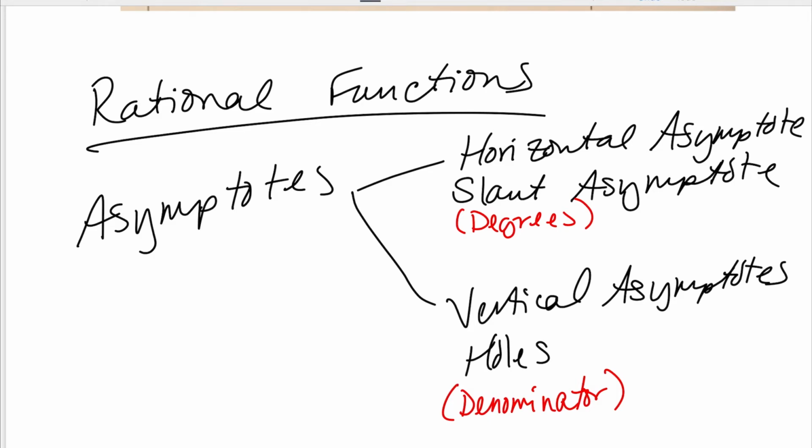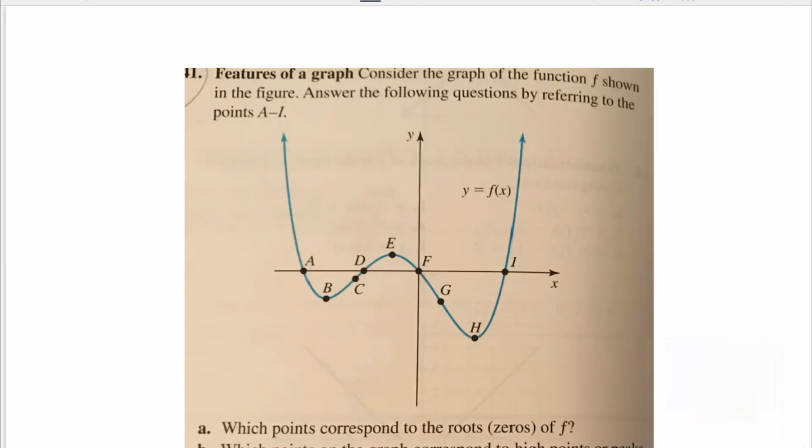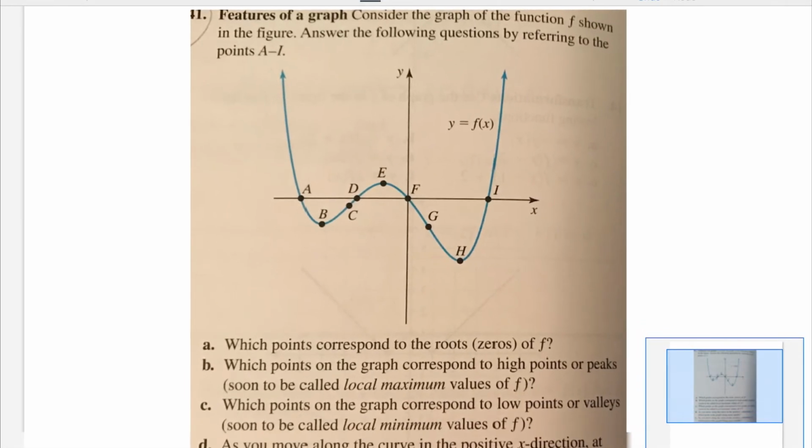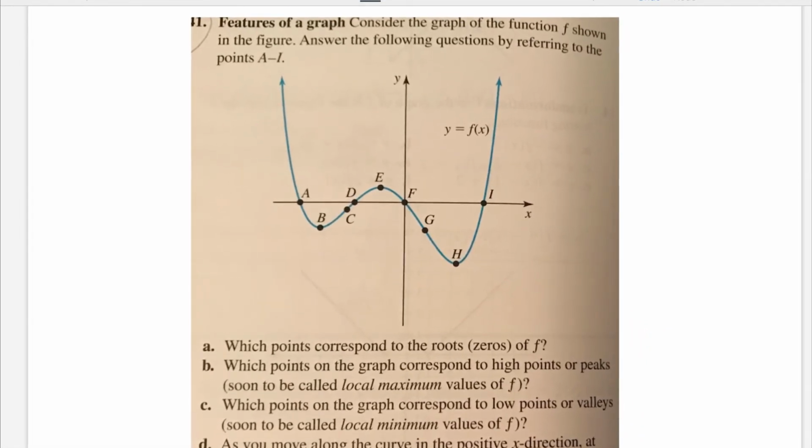You had a whole class on how to manipulate these. Right now is just dealing with basic working knowledge. All right? So basic working knowledge of these kinds of graphs. So take a look here. Consider the graph of this function. We want to answer these following questions. So this is obviously a polynomial, right?